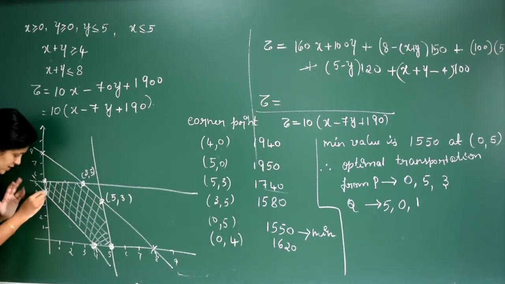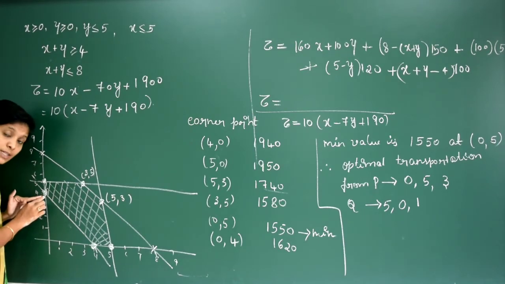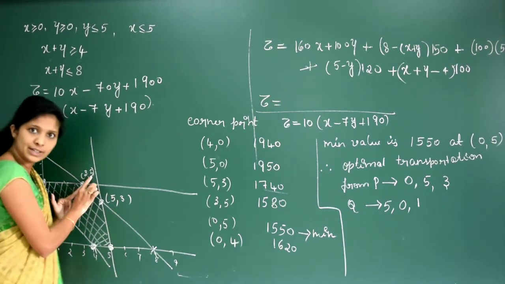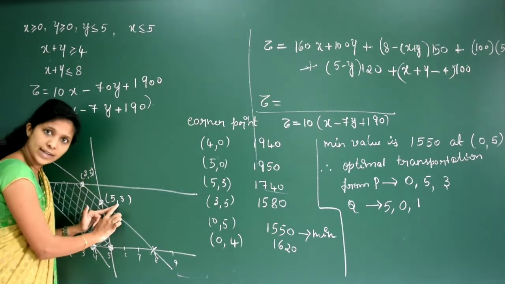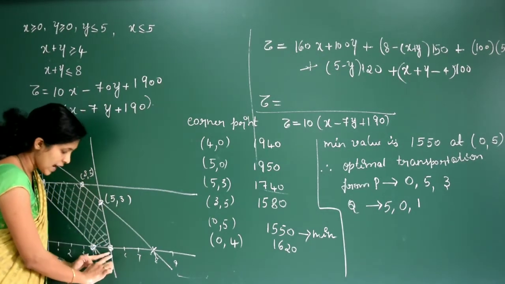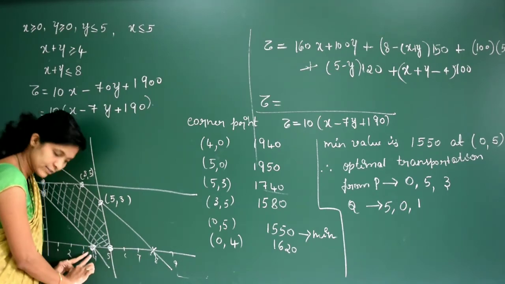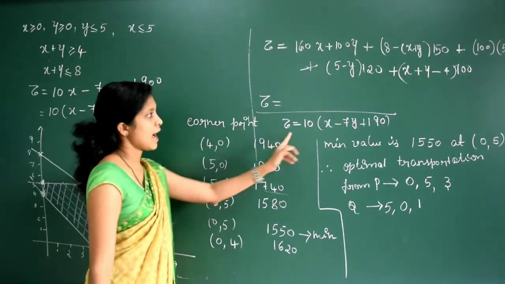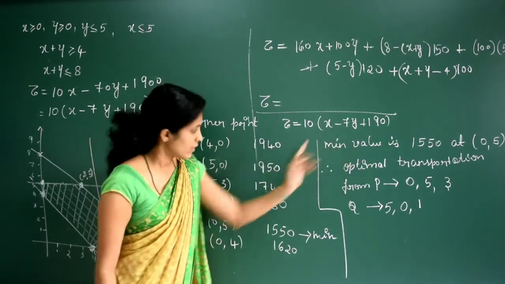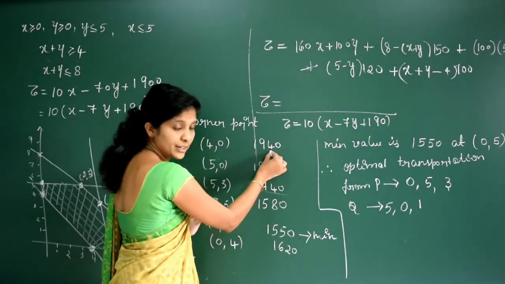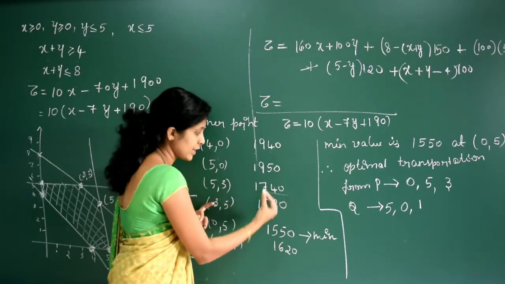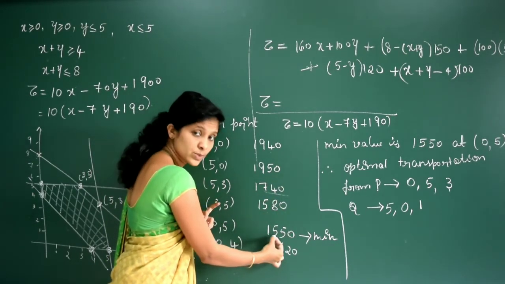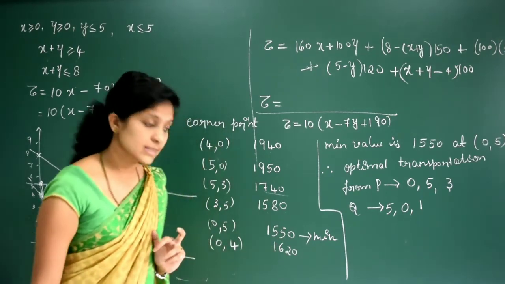So the corner points: this is one corner point, it is 0, 4. And this will be 0, 5. Check in your graph. It will be 3, 5, and this will be 5, 3. And this is 5, 0. And it will be 4, 0, right? So the corner points I have written here. After the substitution in this z, we got the values 1940, 1950, 1740, 1580, 1550 and 1620.